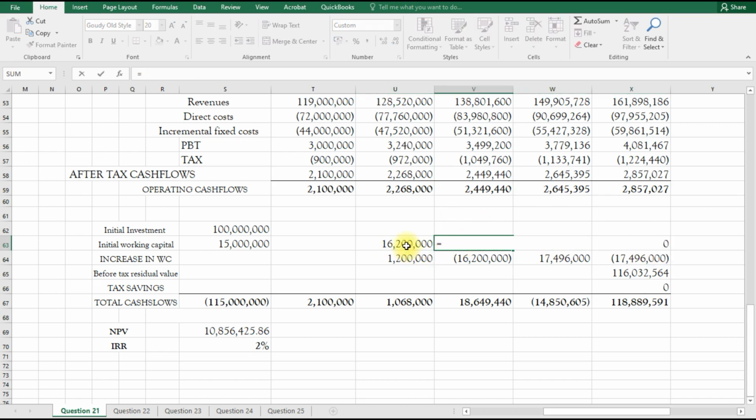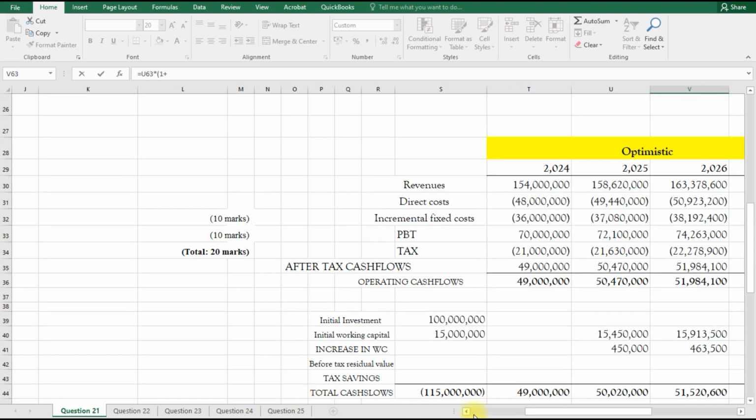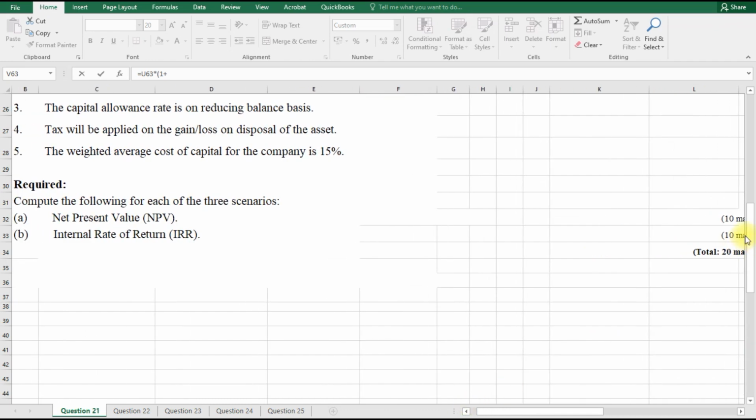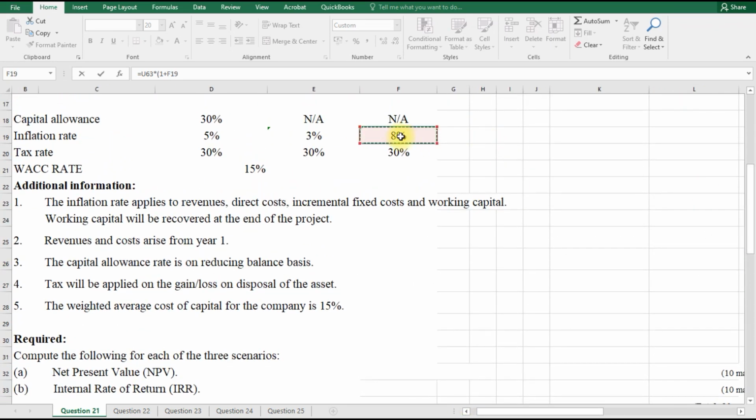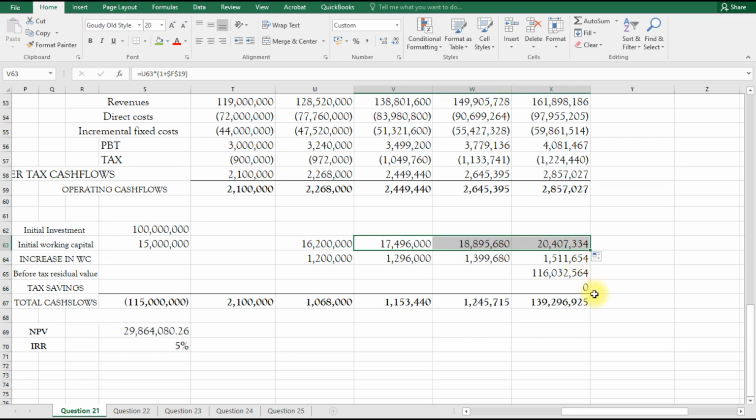Okay, so I shall take this and multiply it by 1 plus the rate of 8%. Fully lock that. Enter. I believe with that now you can drag that. That will be okay, because this one is covering 63. Yeah, that one now is okay.